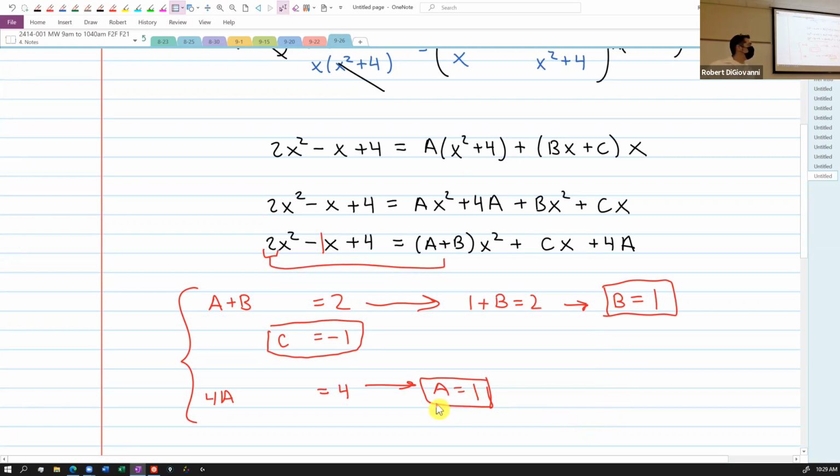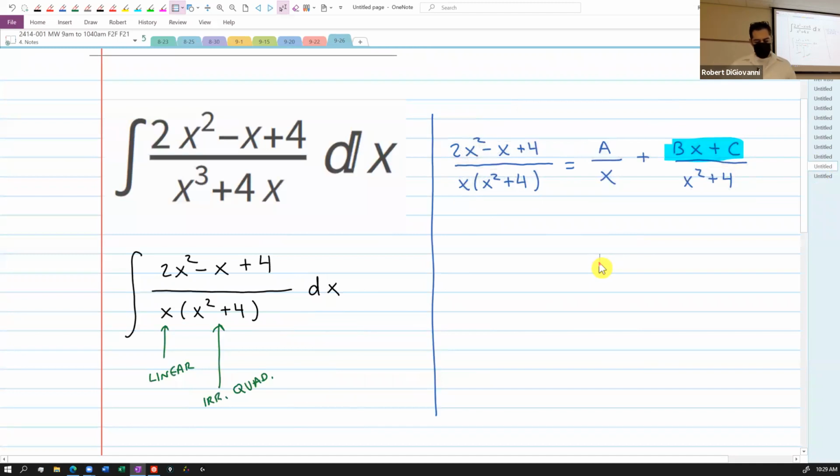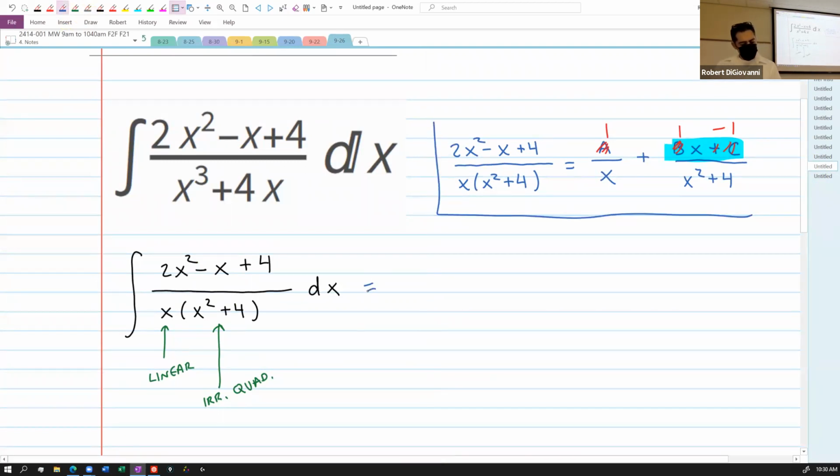Sure. So 1, 1, negative 1 are my numbers. So back to this. This becomes a 1. This is a 1, and this is a negative 1. So my integral now becomes integral 1 over x plus 1 in front of x, so x minus 1 over x squared plus 4 dx.